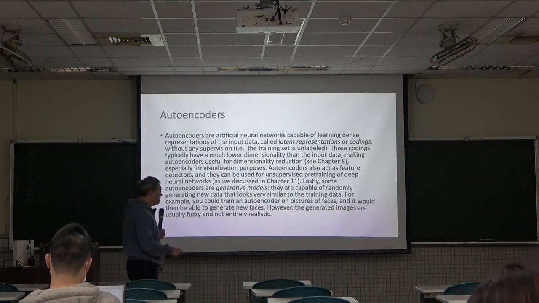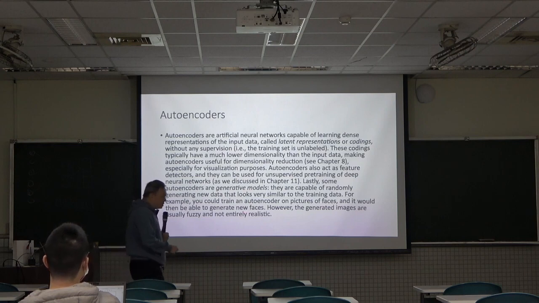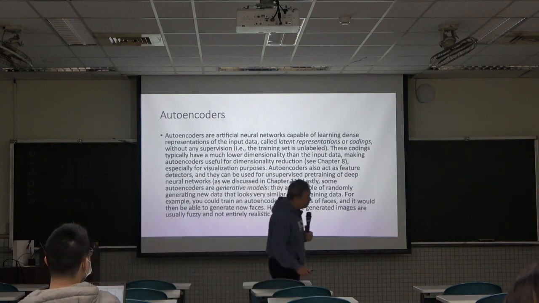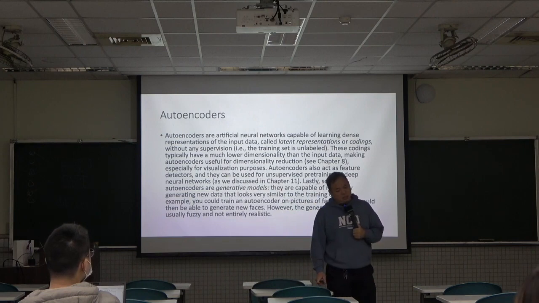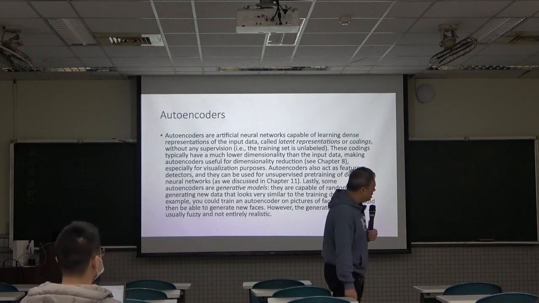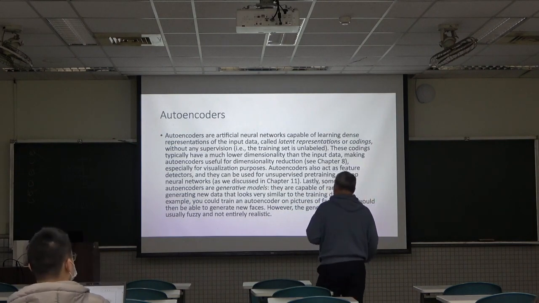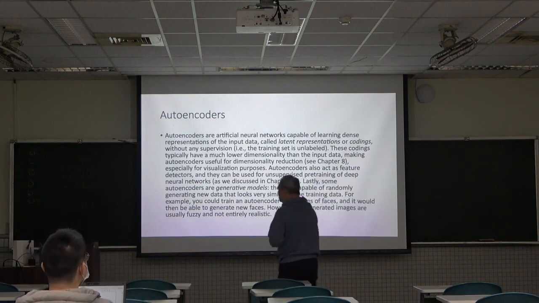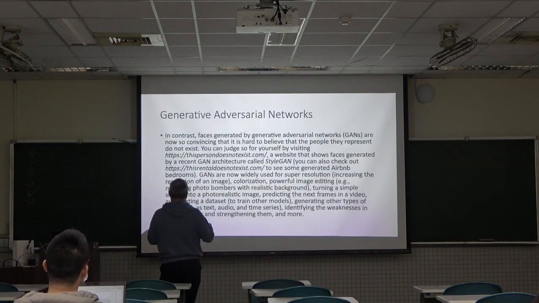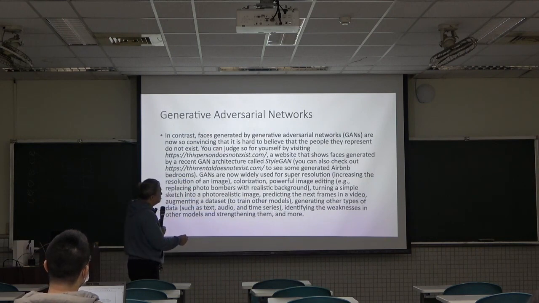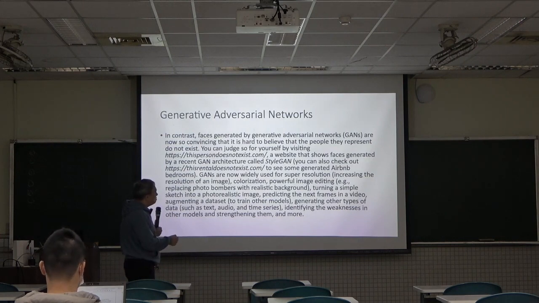However, the generated images are usually fuzzy and not entirely realistic. If it's generated by an autoencoder, it's not going to be high quality. If you want the data generated by the model to be high quality, then you have to use a GAN. In contrast, faces generated by generative adversarial networks are so convincing that it is hard to believe the people they represent do not exist. You can judge by yourself.